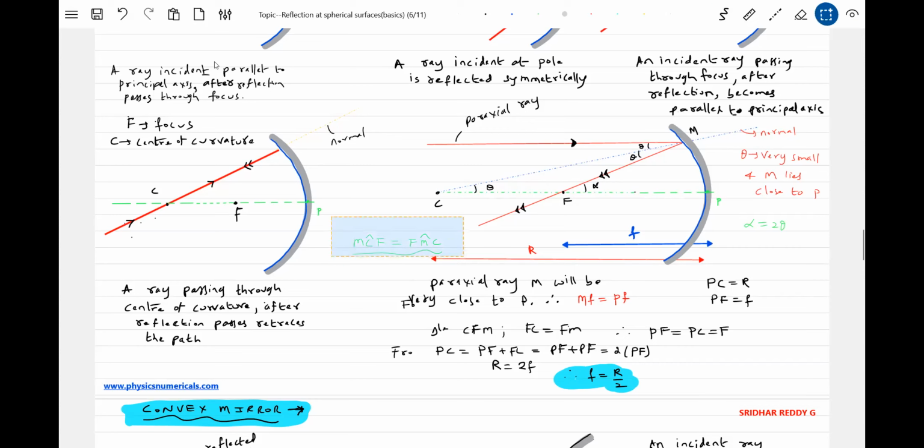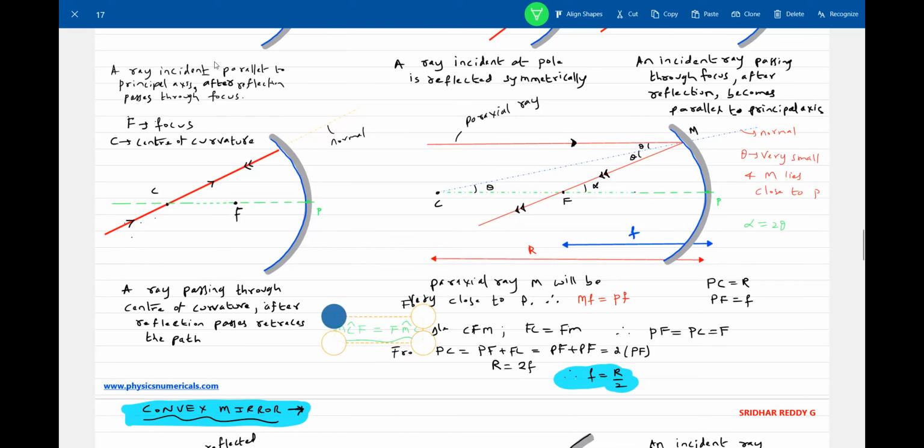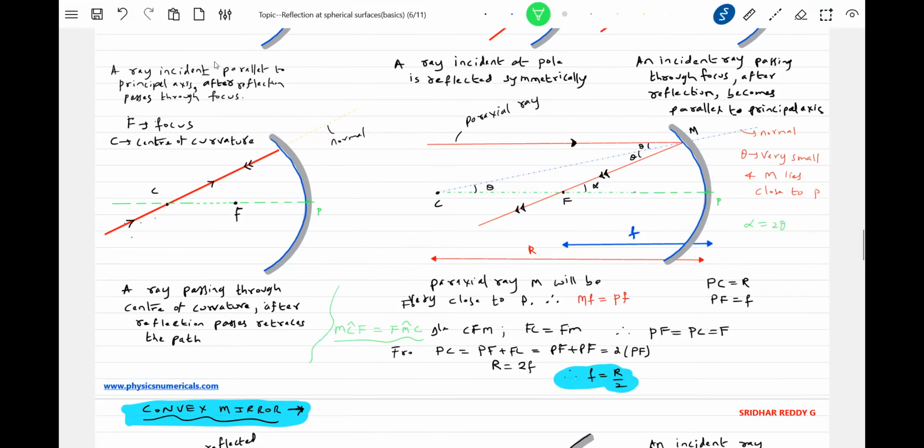I'll write this data here. This will be very useful for you. Take it here now. F will be very close to the... M will be very close to the P. And from the isosceles triangle, what we can write is MF should be equal to PF, because M will be very close to P. So MF should become equal to PF.